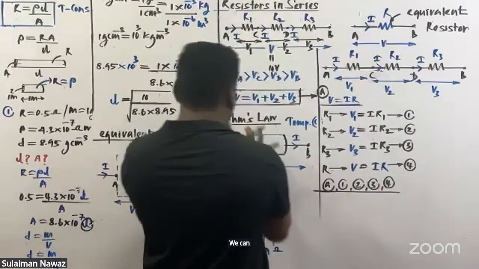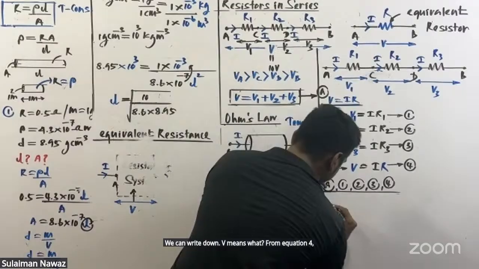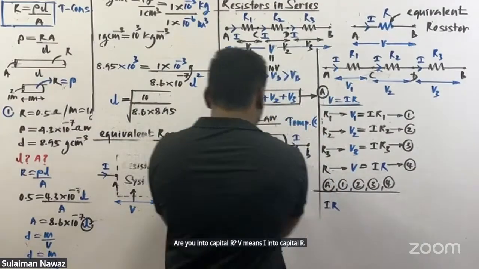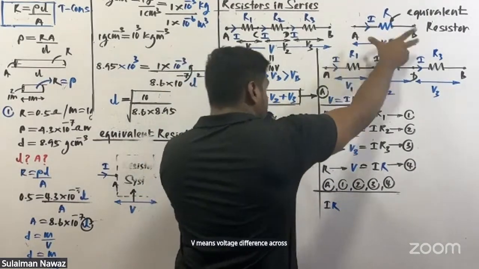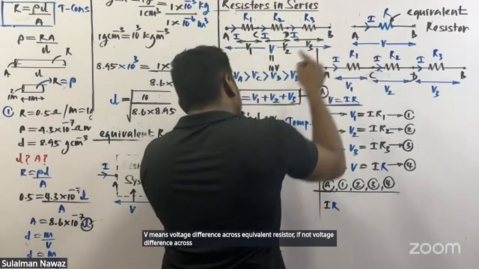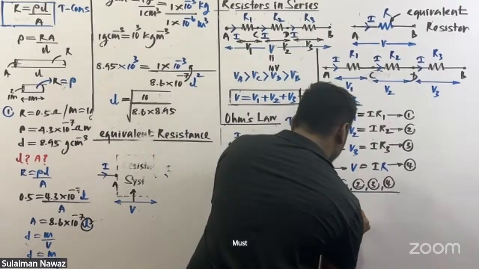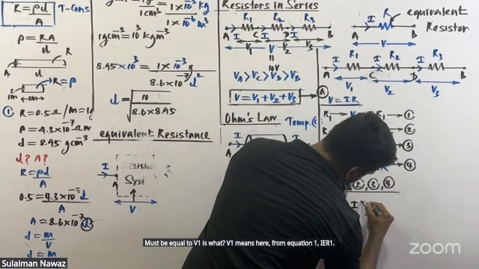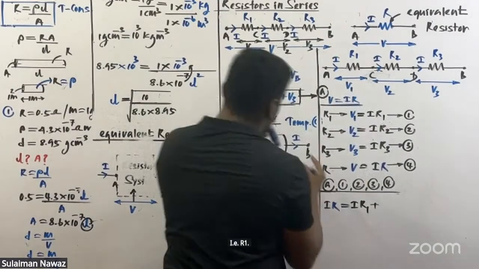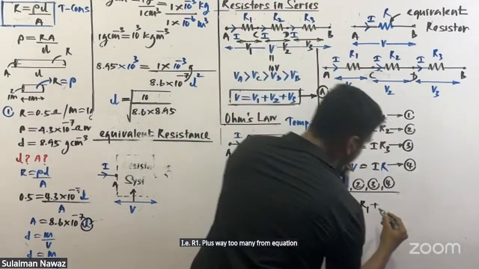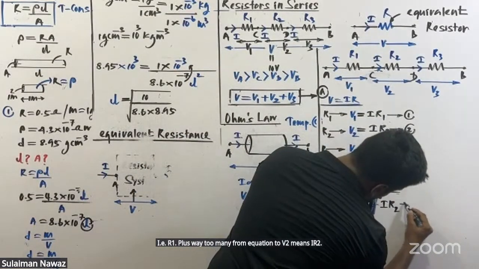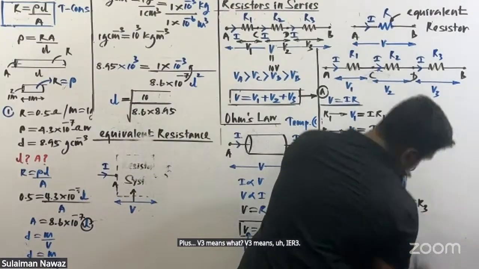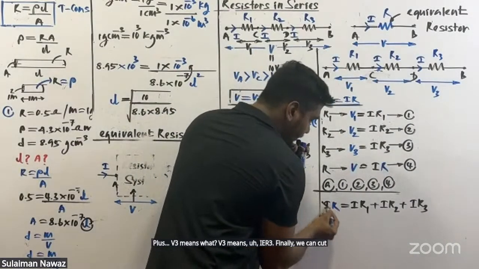From equation 4, V means I into capital R, the voltage difference across the equivalent resistor. That must be equal to V1, which from equation 1 is IR1, plus V2, which from equation 2 is IR2, plus V3, which is IR3. Finally, we can cancel all the I terms.